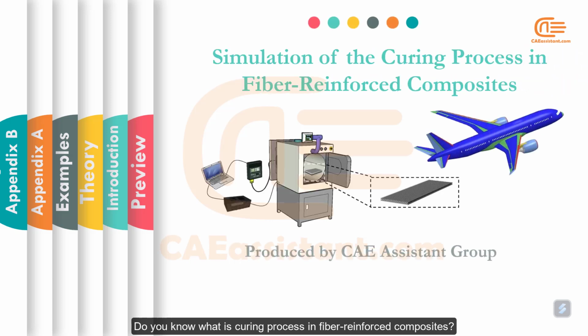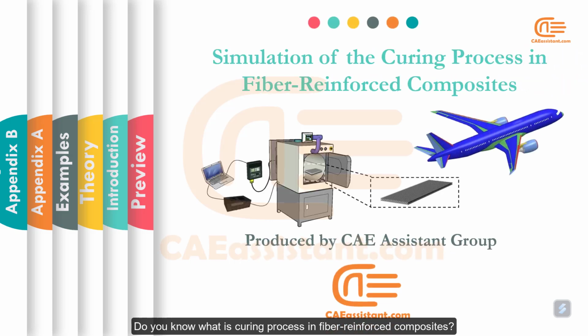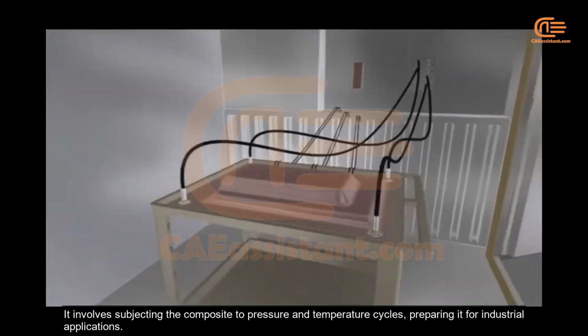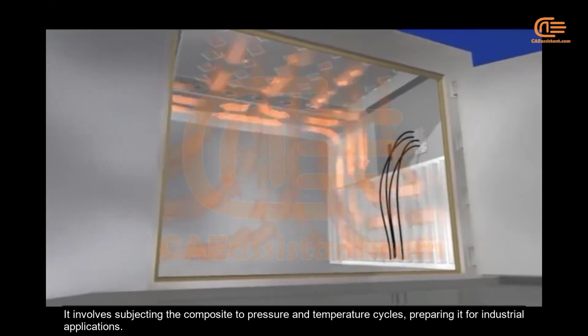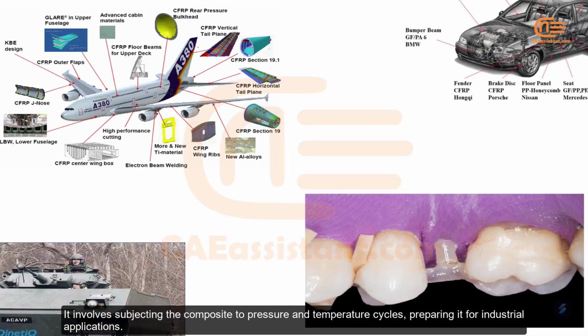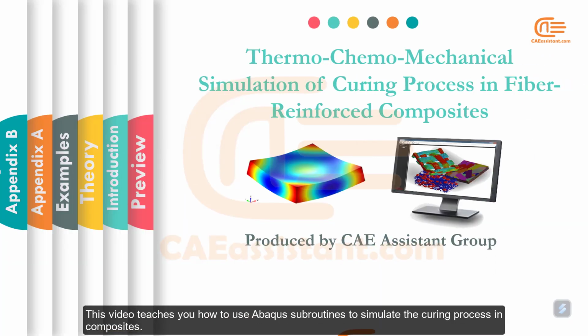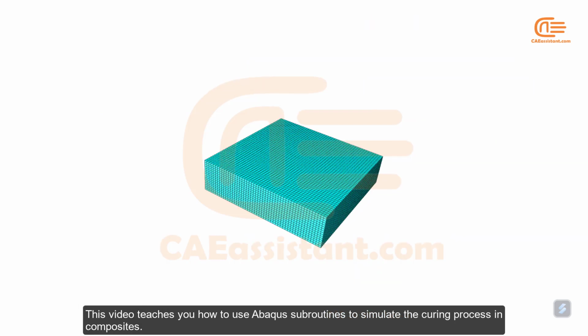Do you know what the curing process in fiber-reinforced composites is? It involves subjecting the composite to pressure and temperature cycles, preparing it for industrial applications. Numerical simulation of the curing process, however, is a challenging task. This video teaches you how to use Abaqus subroutines to simulate the curing process in composites.